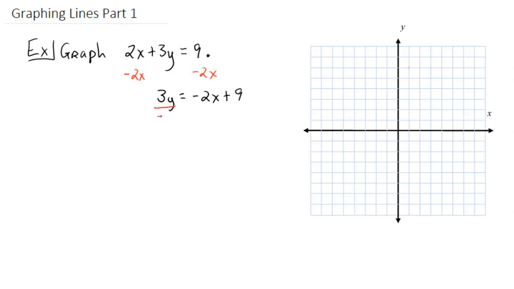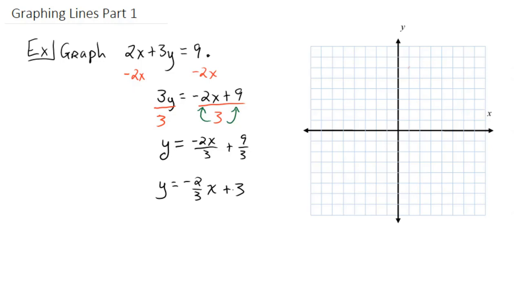Then to get y by itself, I need to divide the right side by a 3. So on the left, the 3's cancel off, leaving me with the y, which is what I was wanting. Now you've got to be really careful on the right side here. This is a very common mistake, but the 3 has to be distributed to both of the terms in the numerator. So essentially I'm dividing the negative 2x by 3, and I'm also dividing the 9 by 3. Now actually doing that math gives me negative 2/3 x plus 3. And now it looks a lot like what we saw in our previous example.